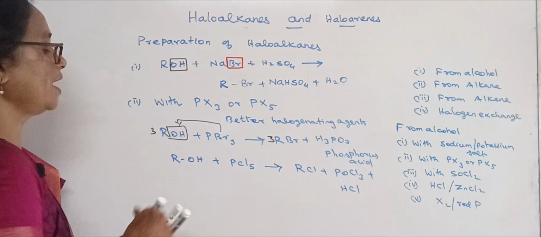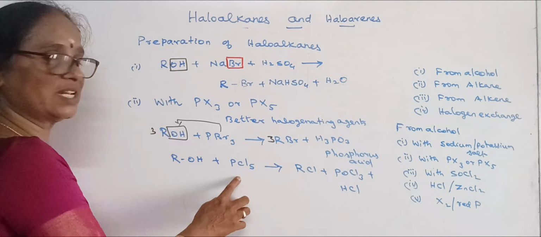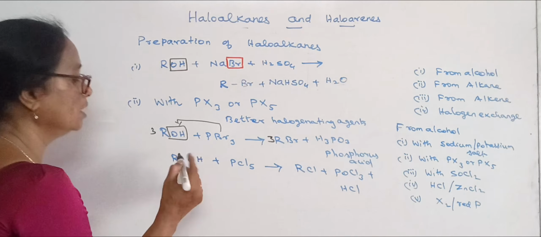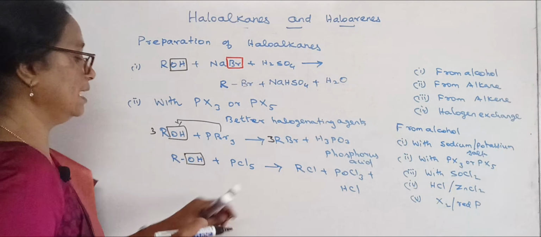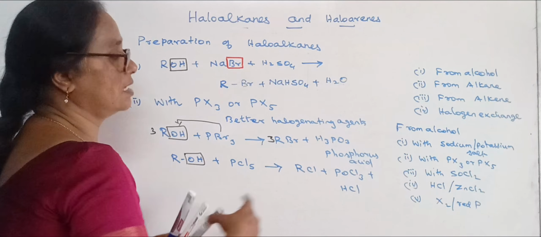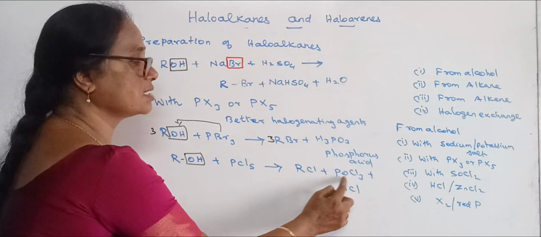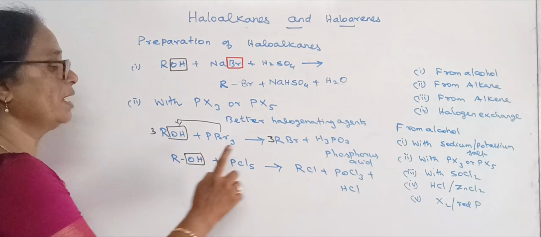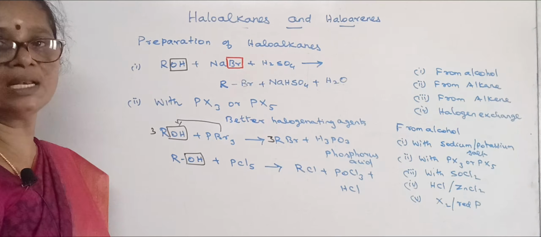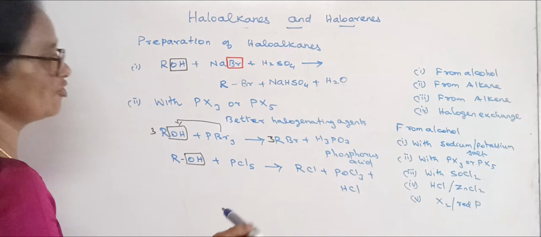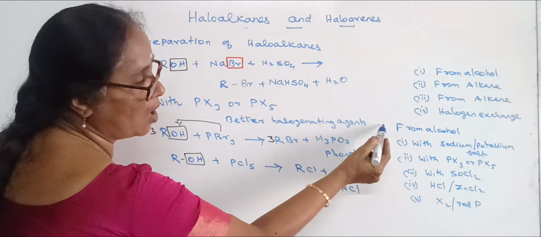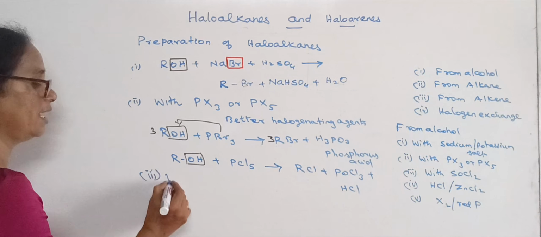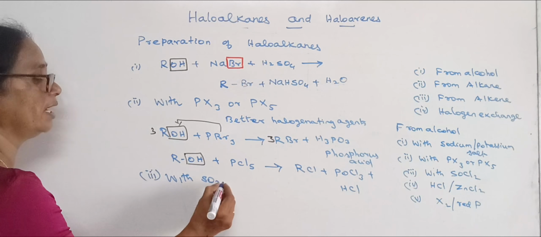So of the 5 chlorine atoms of phosphorus pentachloride, one chlorine replaces the OH, and the rest of the chlorine atoms are removed as phosphorus oxychloride and hydrogen chloride. So the OH group is replaced by the halogen atom. The next method of preparation is from alcohol with thionyl chloride.